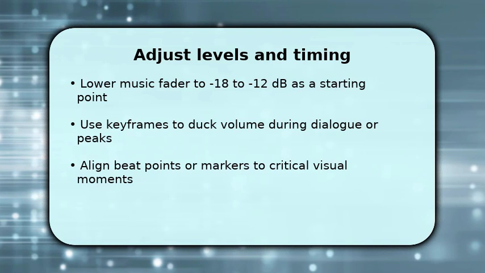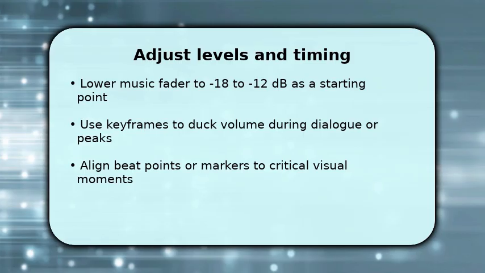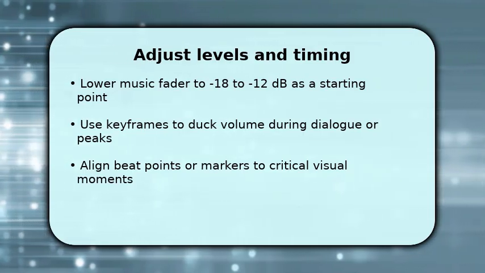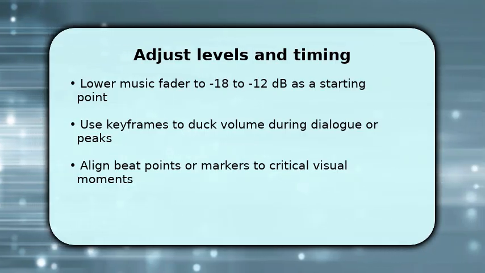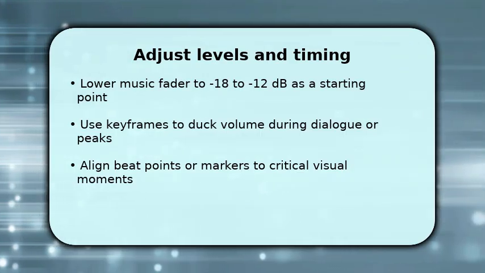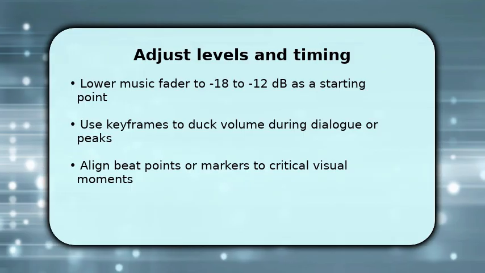Now refine how the music supports your visuals. Reduce the track level so voices remain clear. Start with about -18 to -12 dB and adjust by ear. Add volume keyframes where dialogue or sound effects occur, creating quick ducks that preserve intelligibility. Also snap markers or cut points to beats if you want rhythmic hits to match visuals.